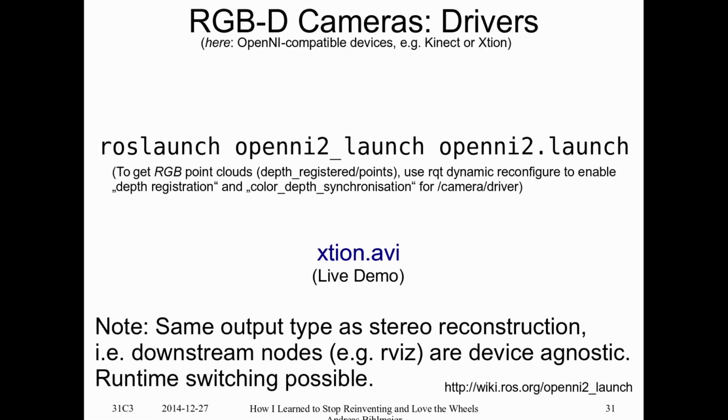So if you have your middleware set up in a way that it does not matter where you get the input from, you can just at runtime switch between the two devices that feed you the data, and all your higher level algorithms, for example, collision avoidance, will continue to work the way they did.